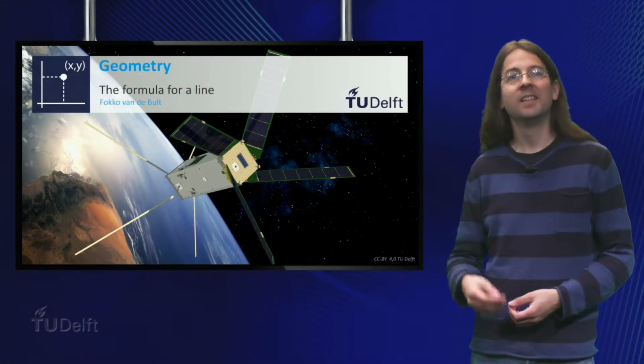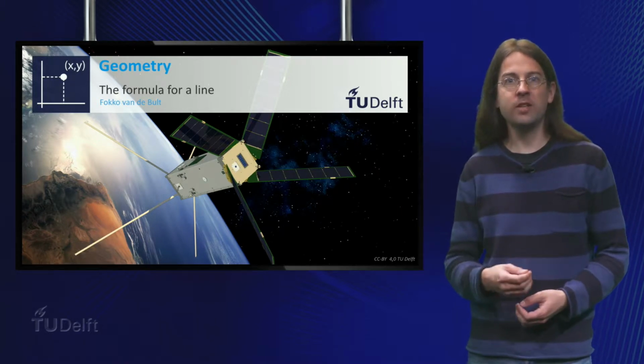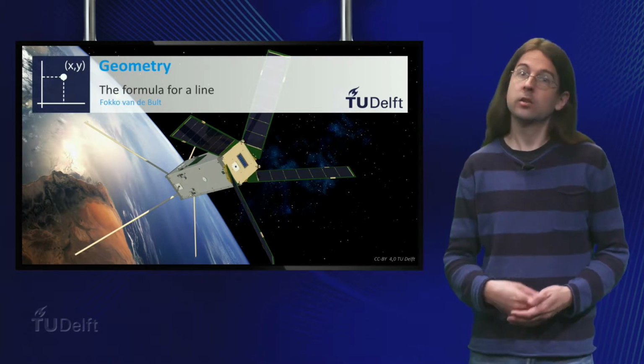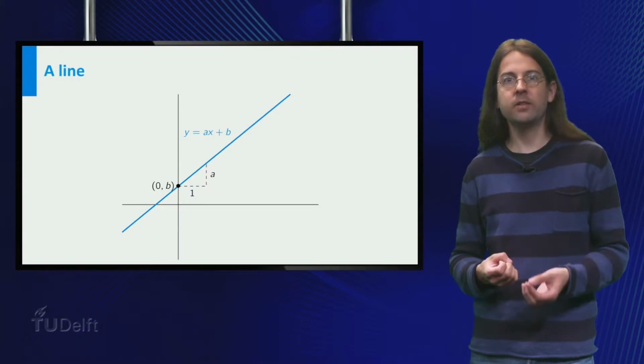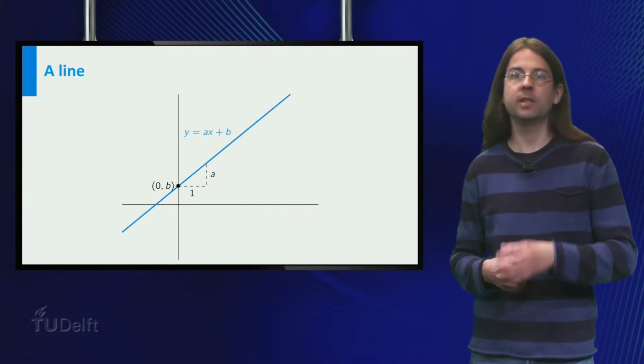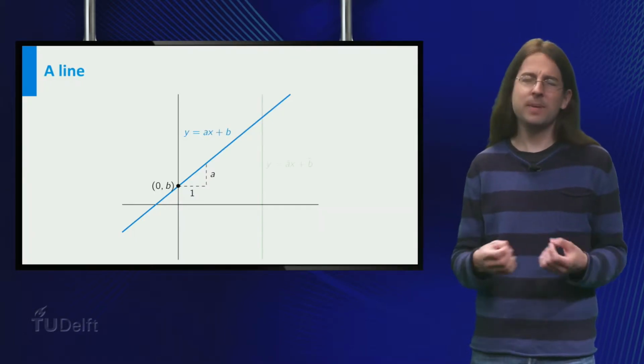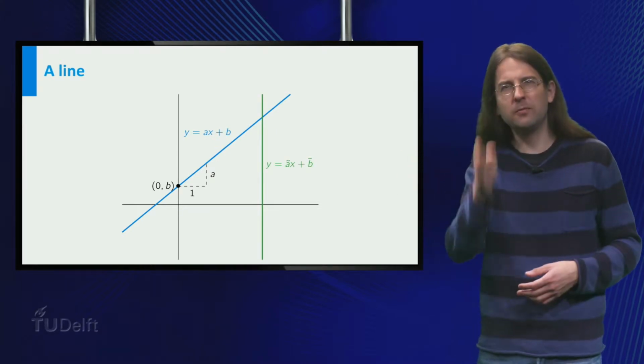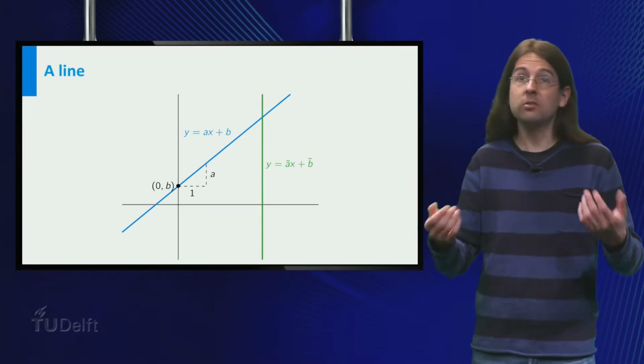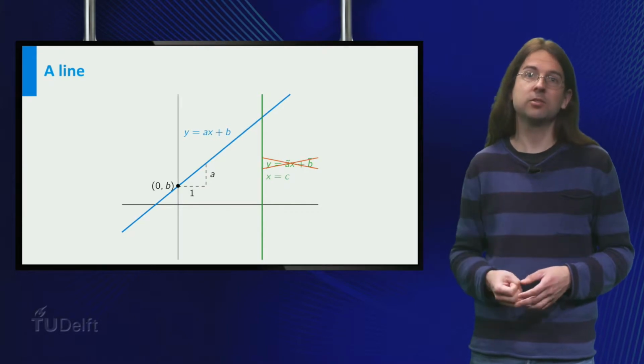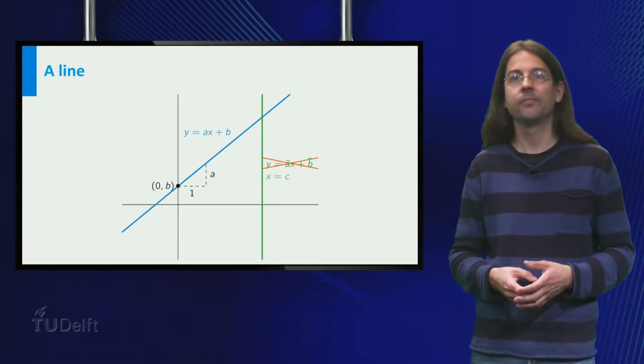Hi all! Let us consider the equation of a line. You are probably familiar with the equation y equals ax plus b. This can describe any line, except for the vertical lines. Those have to be described by x equals c for some constant c.